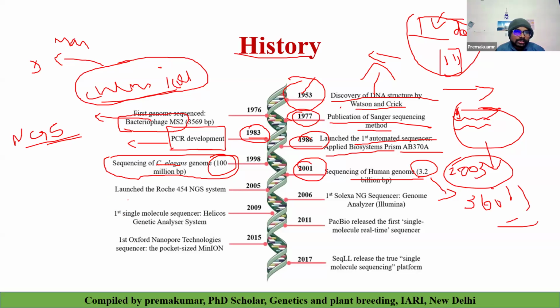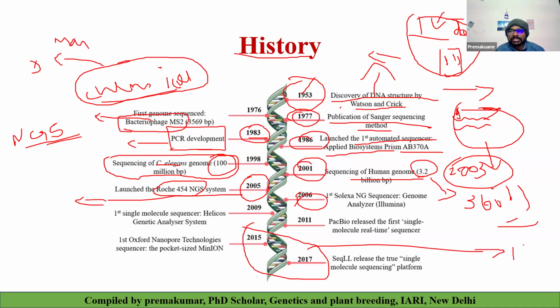Then in 2005, pyrosequencing came, called the Roche 454 sequencing system. Then the Illumina series came. Now we are at the stage of long read sequencing, called third generation sequencing. We'll discuss that. This is how DNA sequencing science has developed from 1953 till now. Still, it's a very competitive field.